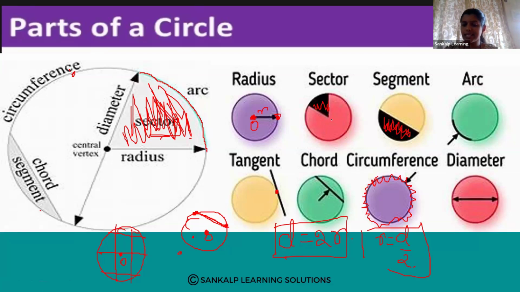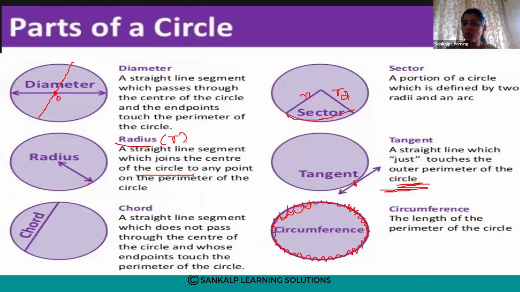A sector is the portion of a circle which is defined by two radii and an arc. Here, this is the center of the circle O, this is radius R1, and this is radius R2. What a radius is, you know already. Therefore two radii are there.